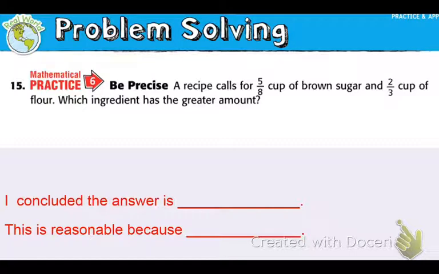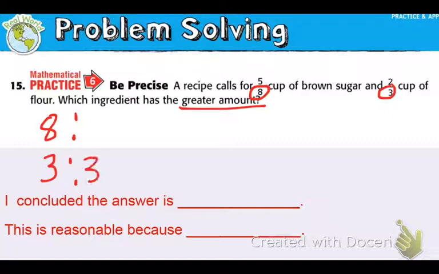Hi, Bobcats, moving into problem solving. A recipe calls for 5/8 cup of brown sugar and 2/3 cup of flour. Which ingredient has the greater amount? So I'm going to take those denominators, right, because I need to find which one's greater. And I'm going to list the multiples.